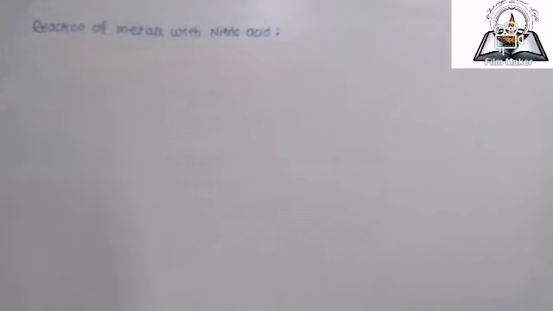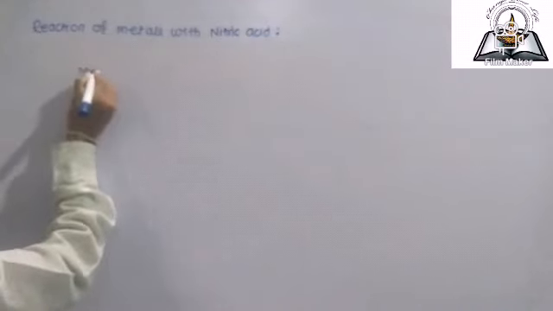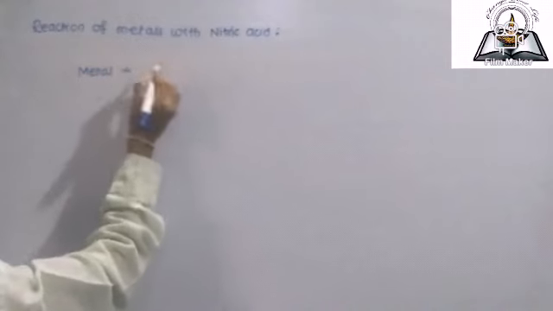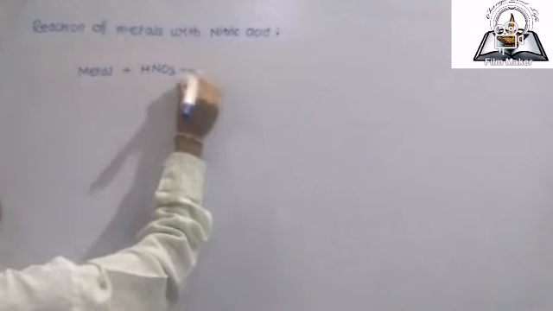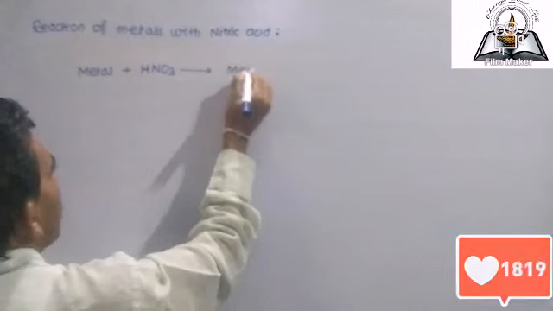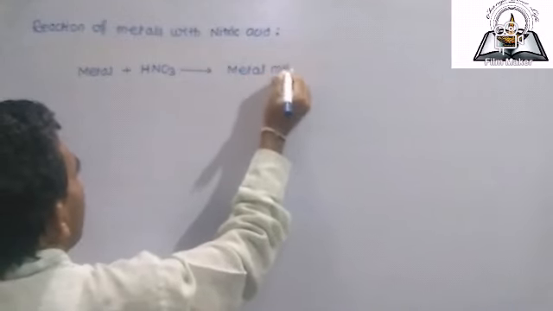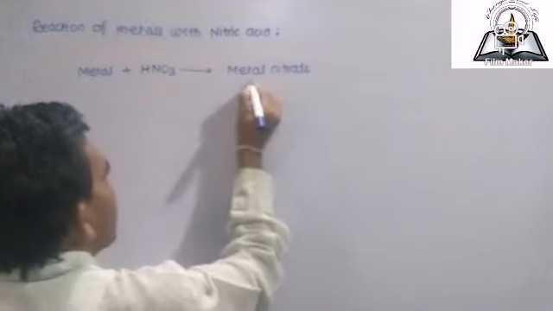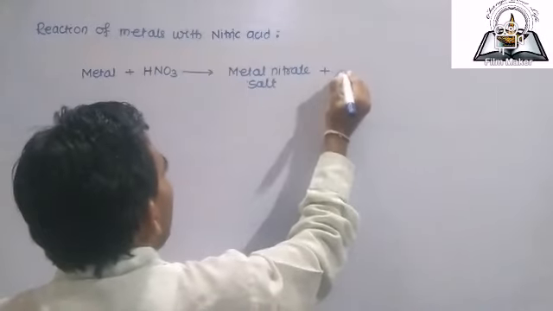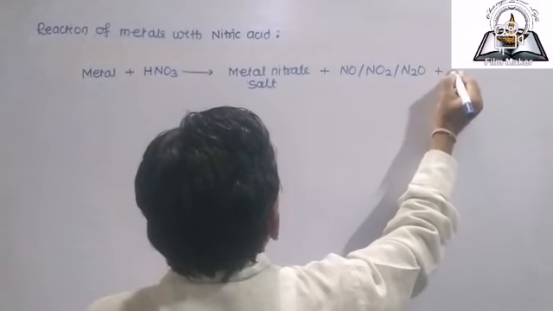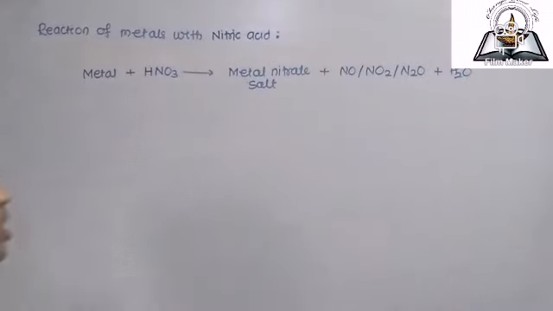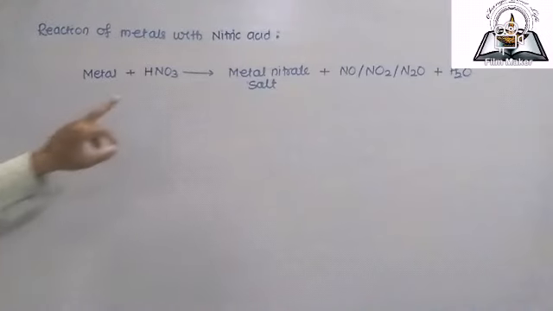So here, particularly when metals react with nitric acid, that is HNO3, what happens is that metal nitrate salt is obtained, plus any one oxide of nitrogen, that is NO or NO2 or maybe N2O, along with water molecule is formed. Why does this happen? Because nitric acid, that is HNO3, is a strong oxidizing agent.